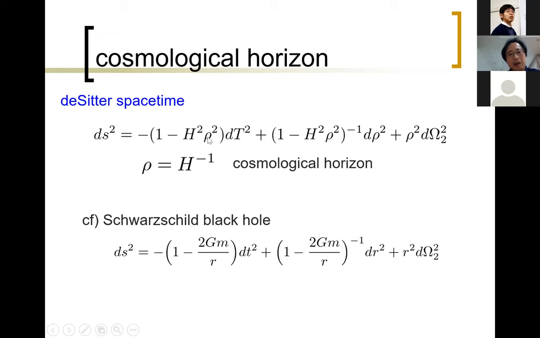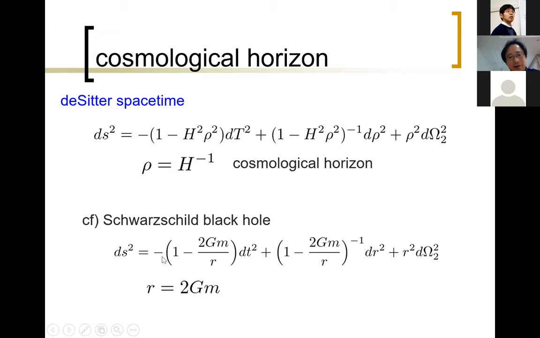By the way, the component in this coordinate also doesn't depend on the time, and there is no off-diagonal component, so this means it is static. In the black hole case, you can see the brane is not brane, sorry, the event horizon is located up here. So at this point, this vanishes. T is a time coordinate because of the minus sign.